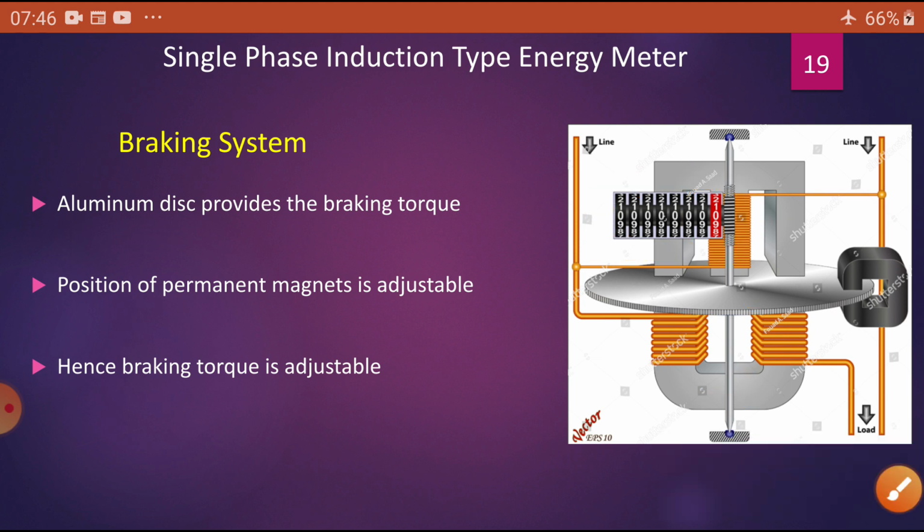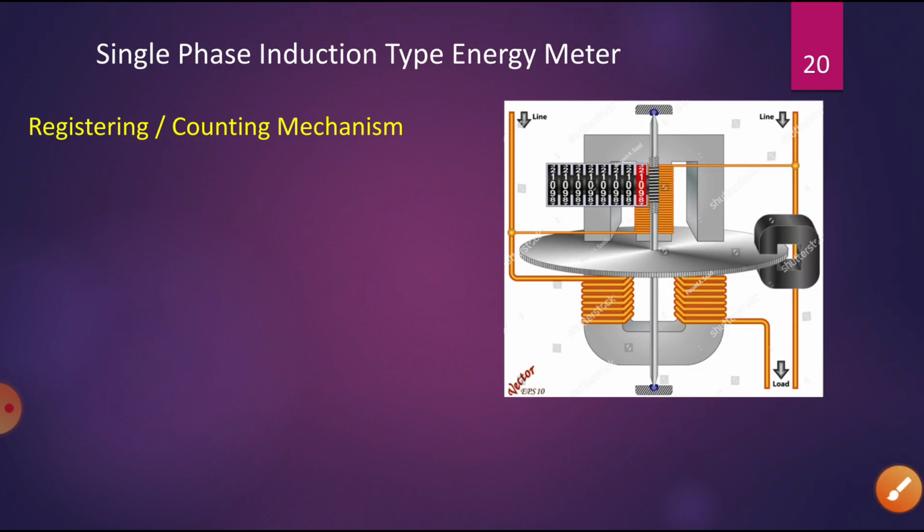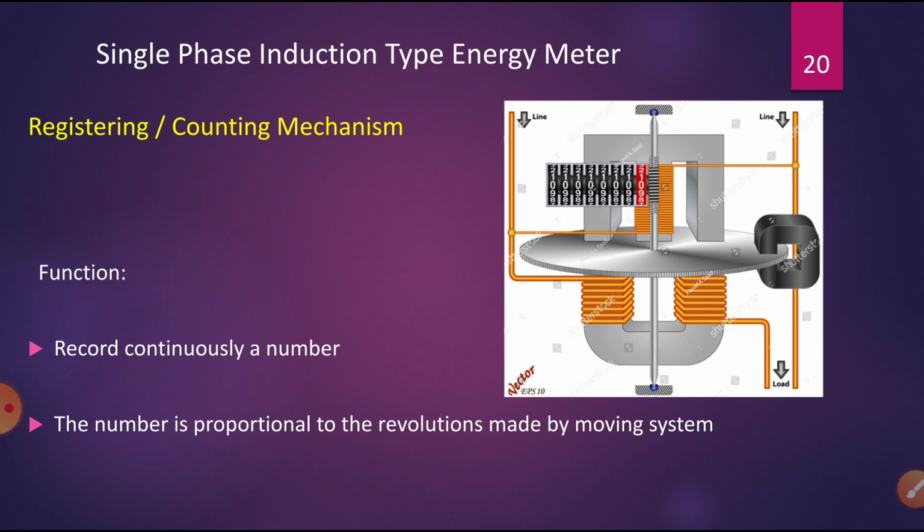Okay, now the registering system, the registering and counting mechanism. What is the main function? To record continuously a number. So always there is a number, 000, it records. The number is proportional to the revolutions made by the moving system. Whatever number of times the disc moves, that is always observed, and based on this, the counter will count the number of rotations.